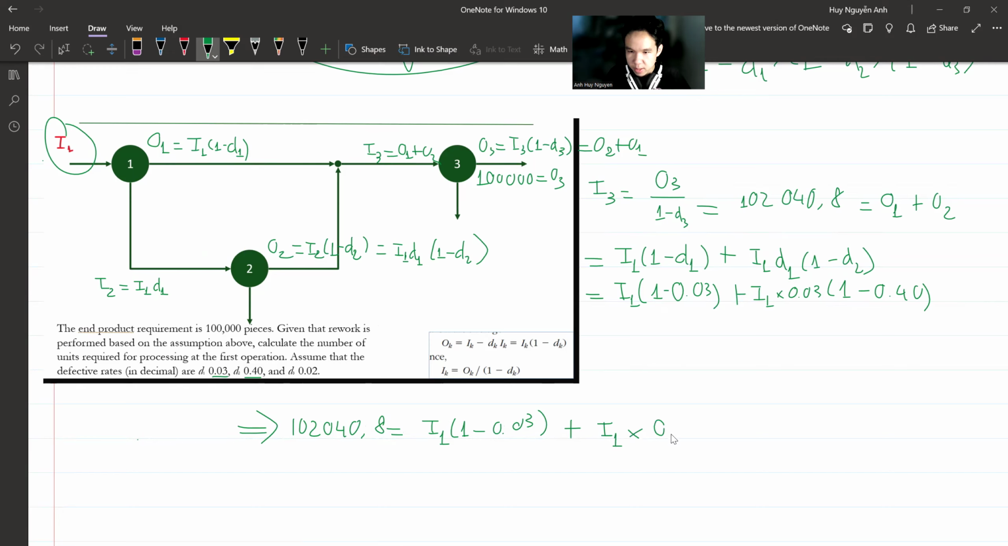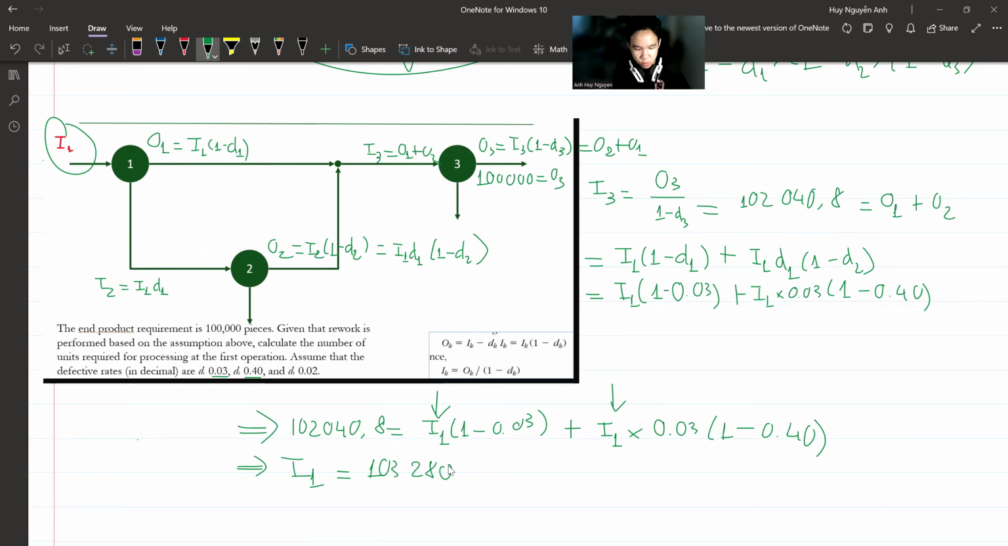Gosh, my handwriting is okay. So based on this equation, you just find I1. It's easy for you, right? Just type it in the calculator and it will spit out the result. Let me check again how much I1 is. 103,200, okay. So yeah, that's it.